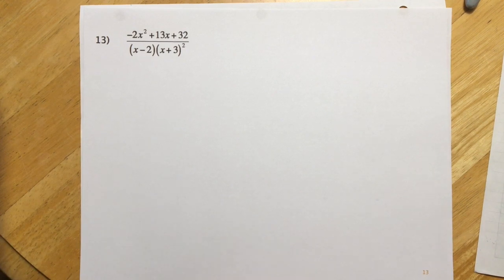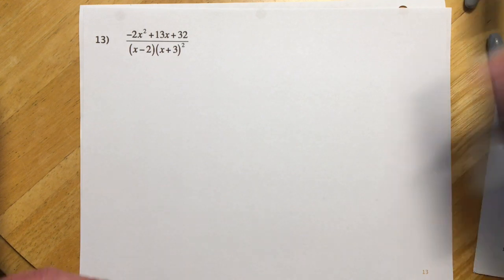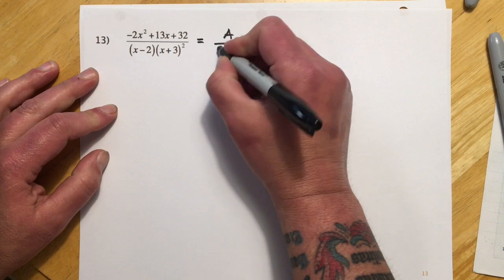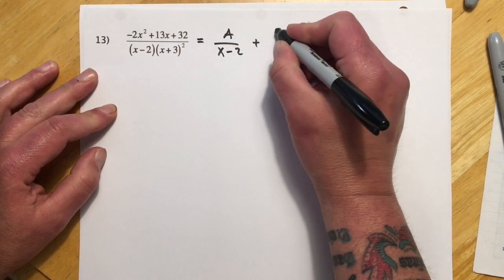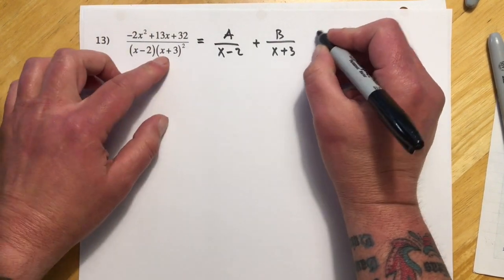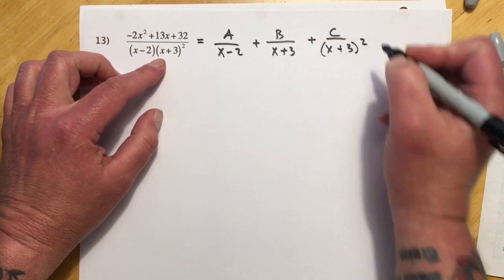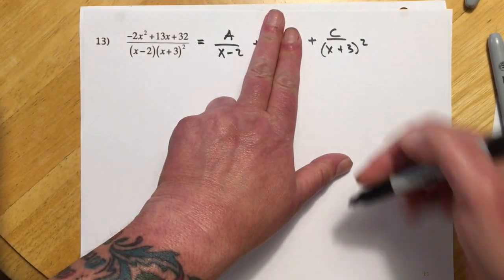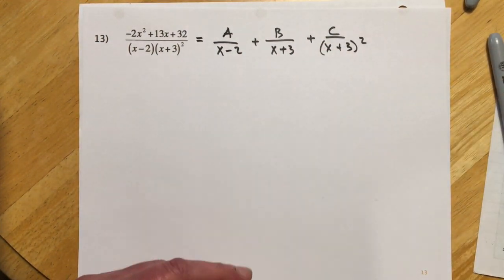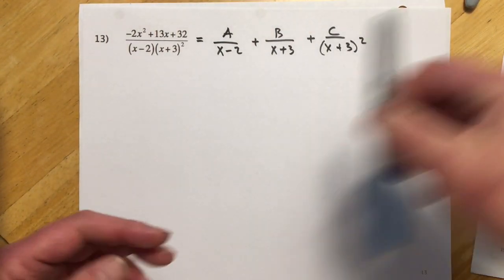Okay, then I got one more of these, and this time with a repeated linear factor. So this is going to set up A over x minus 2, and then we need B over x plus 3, because that may or may not be needed. And then we're definitely going to need C over x plus 3 squared. And so you can kind of see that the common denominator is the same whether that term is there or not. So I have to allow for the possibility of that term. I'll multiply both sides by the LCD.